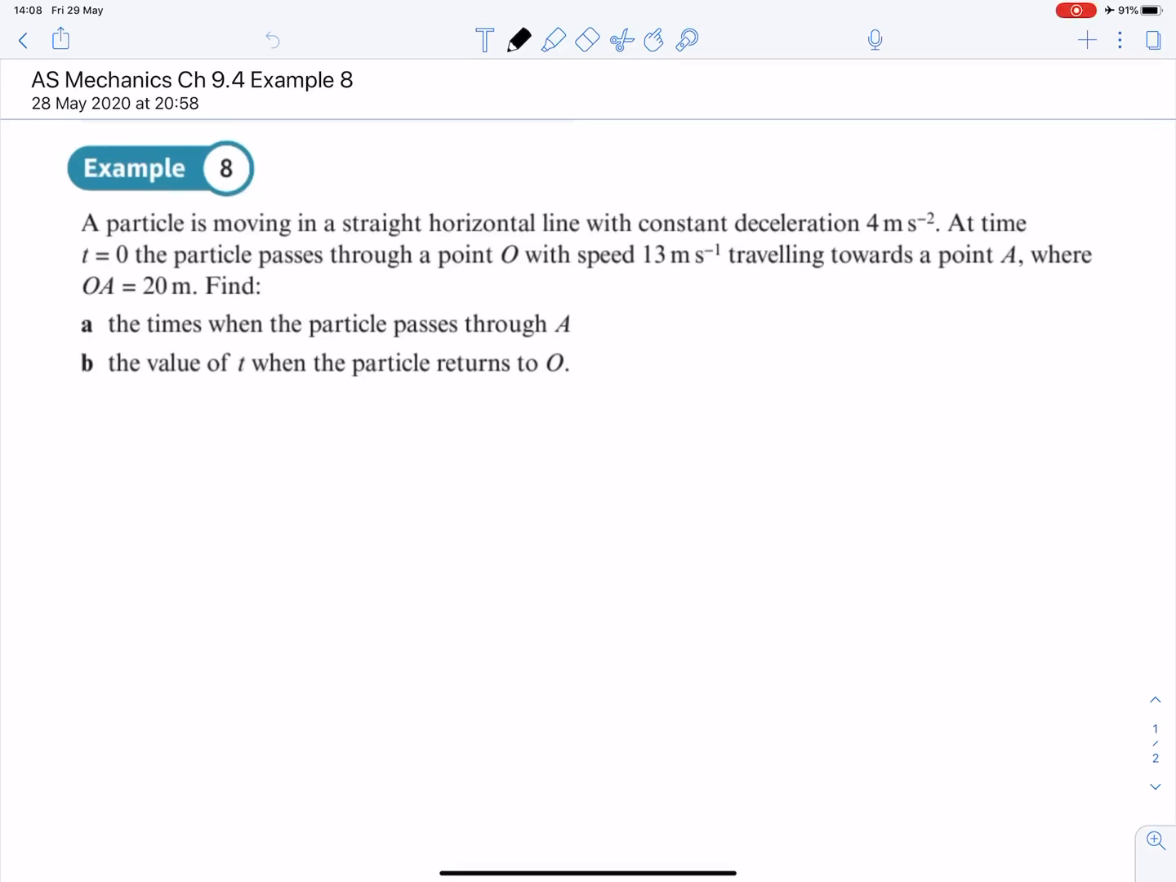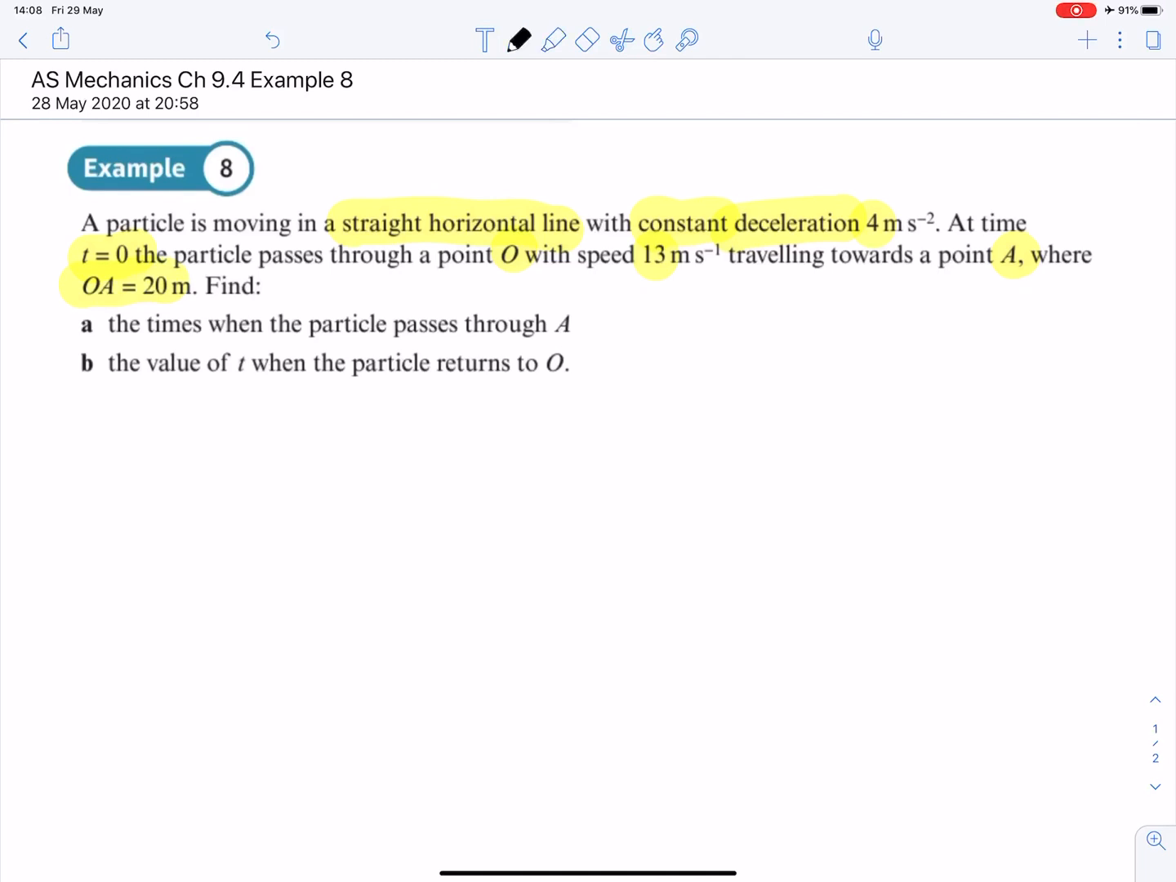Again, so example 8 from chapter 9.4. Let's read through it and pick out the key information. A particle is moving in a straight horizontal line, constant deceleration of 4 meters per second. At time t equals 0, the particle passes through the origin with a speed of 13 meters per second, travelling towards a point A, where OA equals 20 meters.